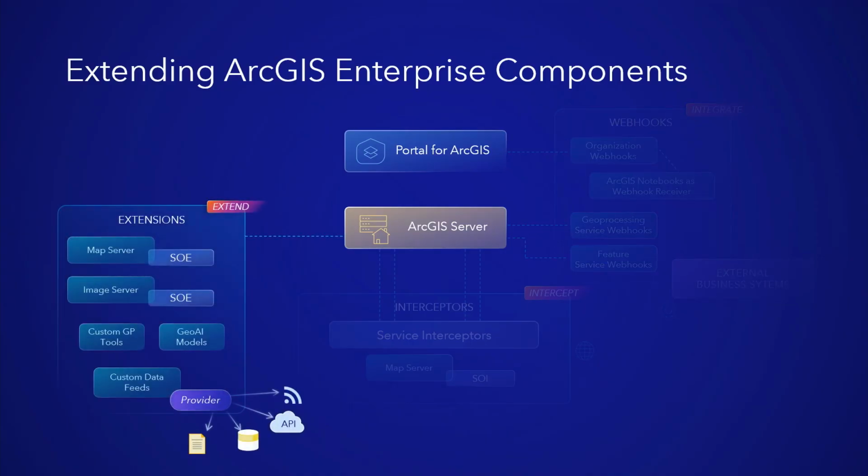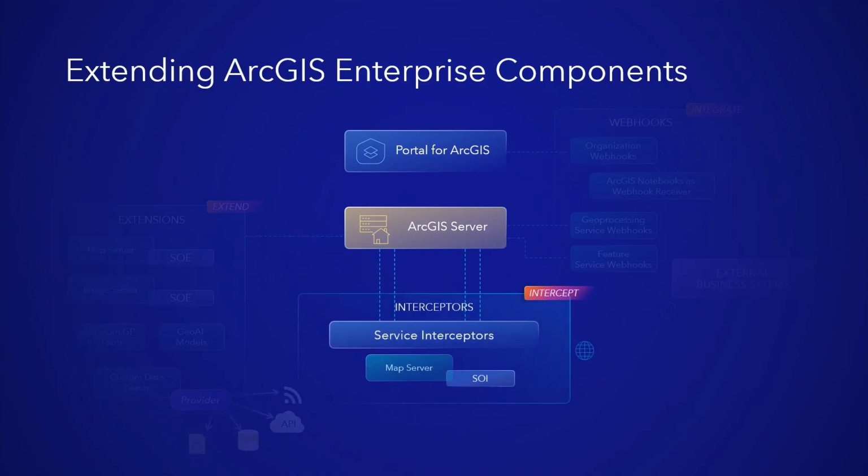Then there are extensions like server object extensions, custom GP tools that are exposed as services, as web tools, GeoAI models, being able to access your external data sets that we don't have direct support for through custom data feeds. And then being able to intercept every request and response, because none of the clients are aware of this backend technology, and they work out of the box without any changes.